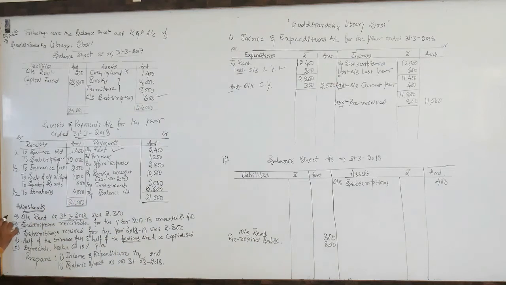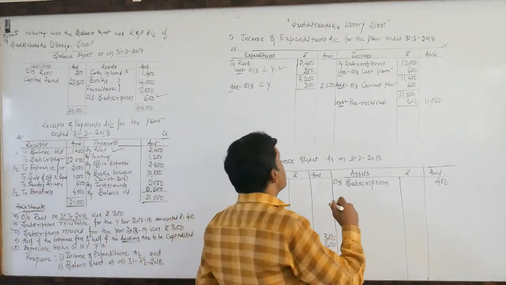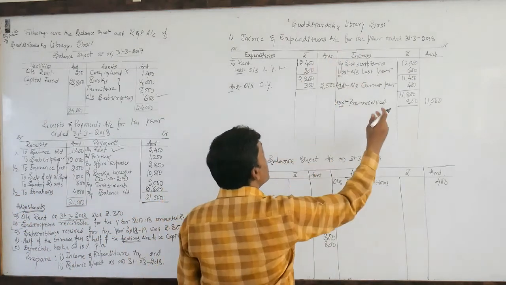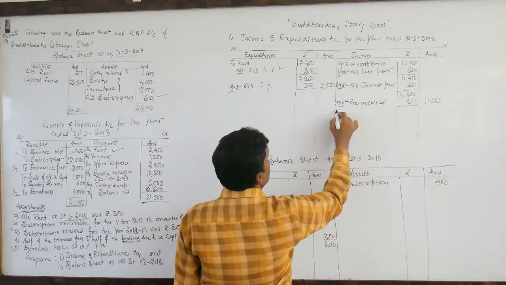With this, I have completed first adjustment, second adjustment, third adjustment. Look here, fourth adjustment. Half of the entrance fees and half of the donations are to be capitalized, which means the remaining half of the entrance fees and donations are to be treated as revenue. So that is the reason we need to write it on the income side of the income and expenditure account.